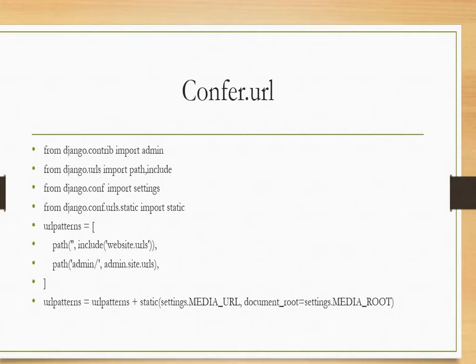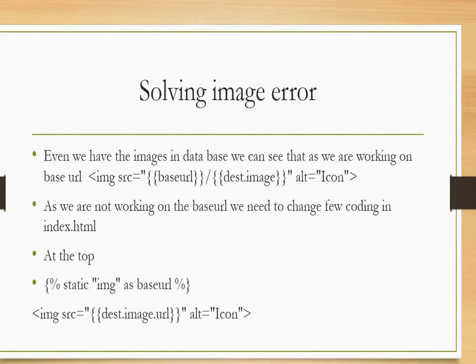This many changes should be done in the main urls.py. Once this is done, we have the image in the database. We can see that we are not working on the base URL. In the previous example, we had taken base URL slash destination images. Now at present we are not working with that. Directly you call it as static img as base URL at the top. Once this is done, you can call directly dst, whatever the name is in the for loop, then dot image dot url. Only this much needs to be done.